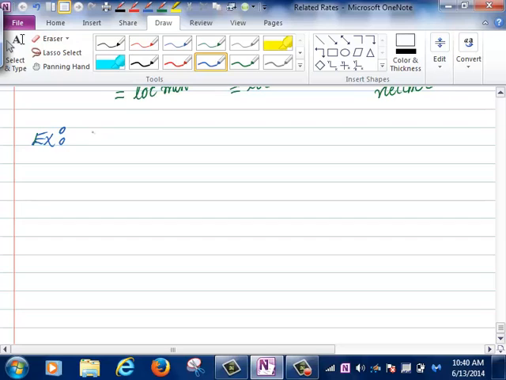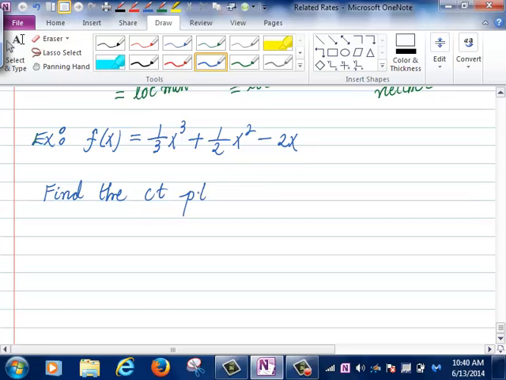Let's look at the function f of x, which is given by one third x cubed plus one half x squared minus 2x. And the question is: find the critical points of f of x on its domain. When I write CT, it means critical.